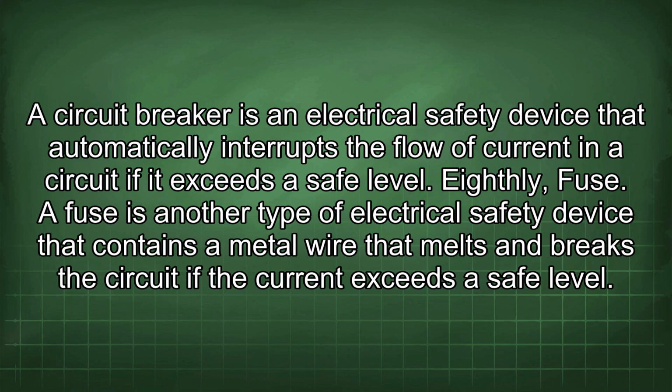Seventhly, circuit breaker. A circuit breaker is an electrical safety device that automatically interrupts the flow of current in a circuit if it exceeds a safe level. Eighthly, fuse. A fuse is another type of electrical safety device that contains a metal wire that melts and breaks a circuit if the current exceeds a safe level.